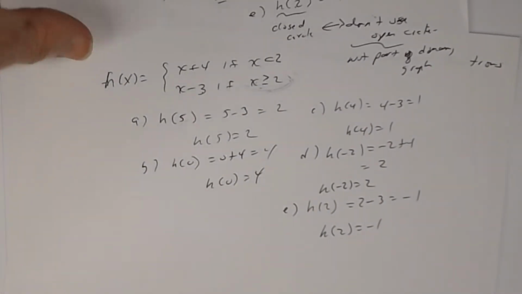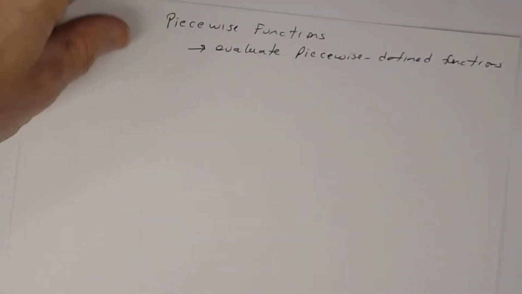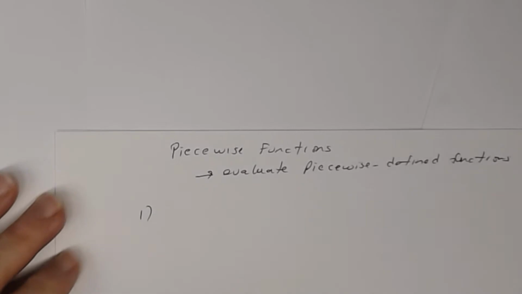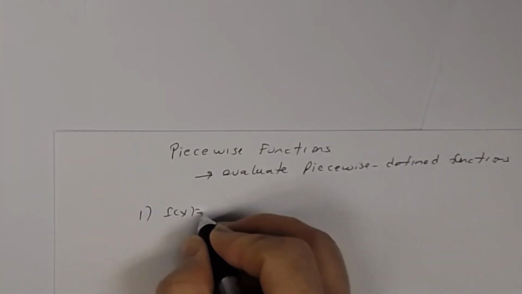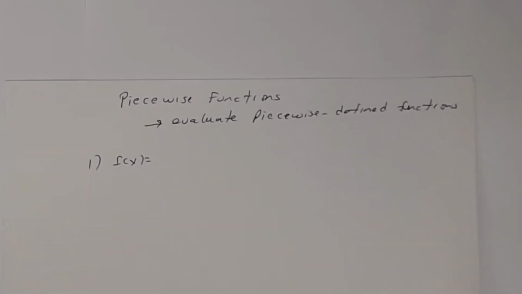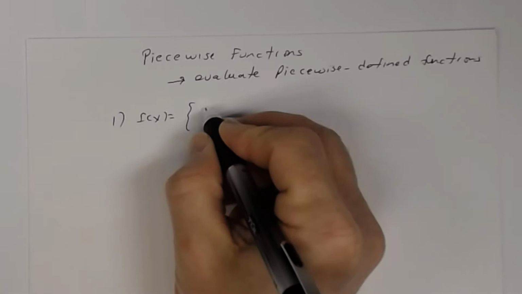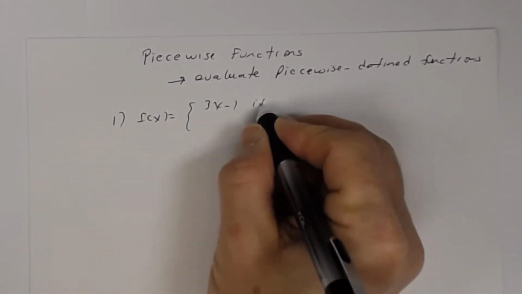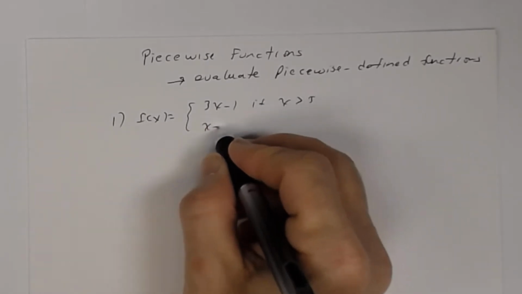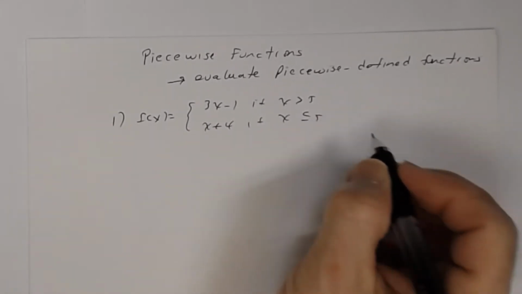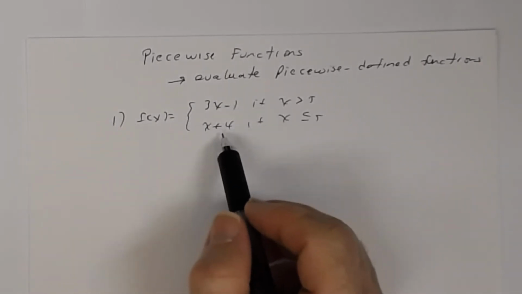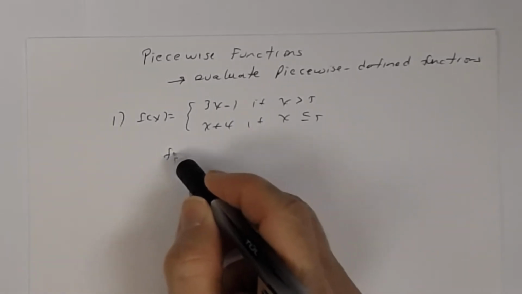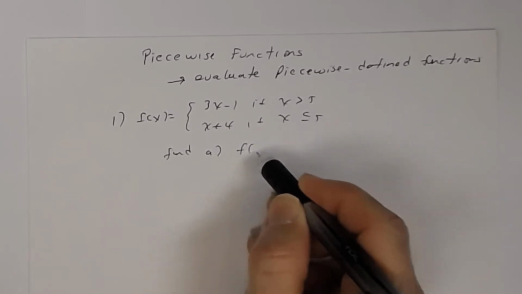All right, so let's look at some more examples. Let's call this one number 1. Suppose we have f of x is equal to, remember these are going to be piecewise functions. So f of x is equal to 3x minus 1 if x is greater than 5, and x plus 4 if x is less than or equal to 5. Remember, you have piecewise functions, so this function is made up of two parts, two pieces.